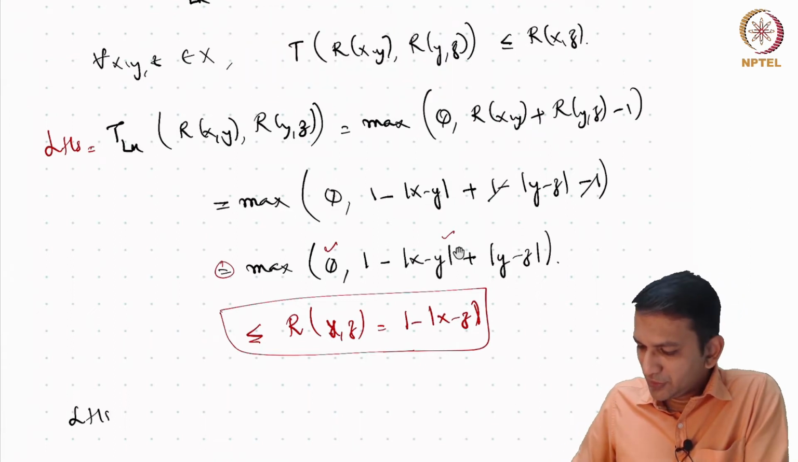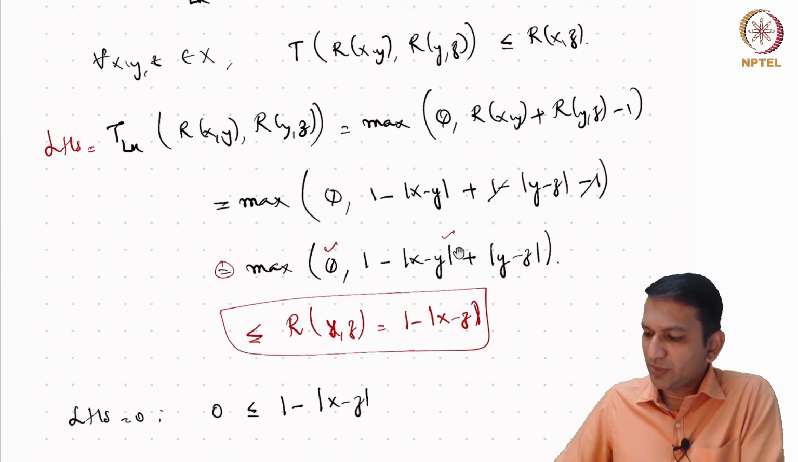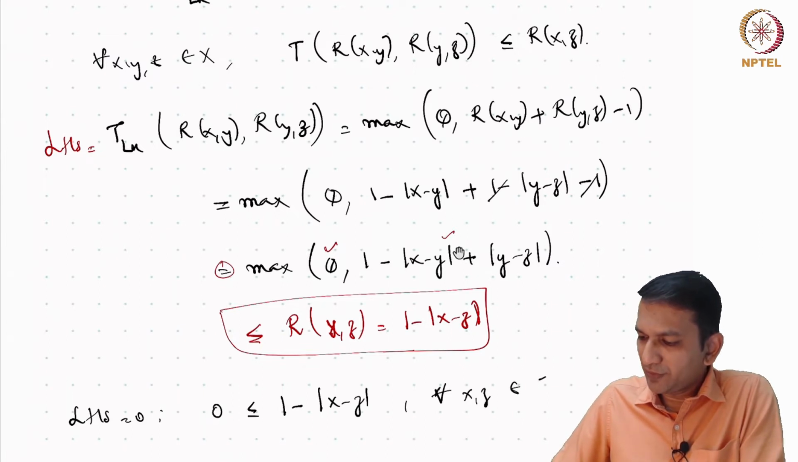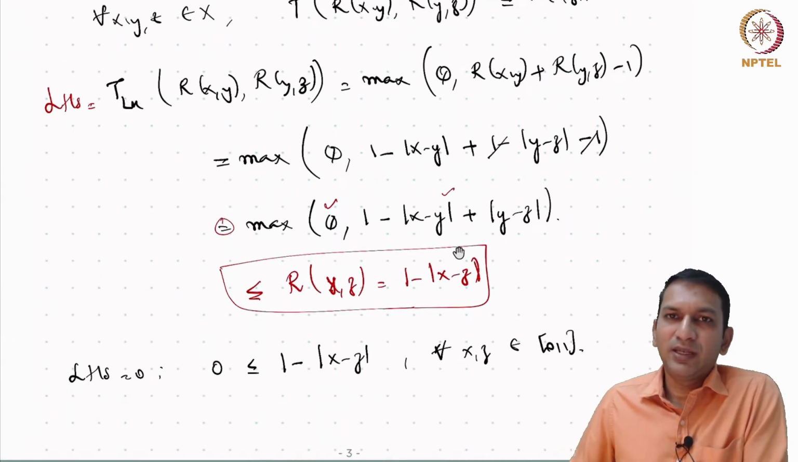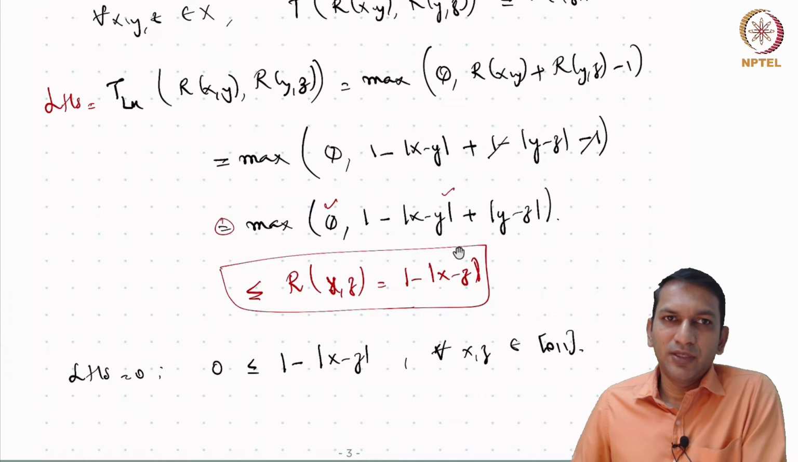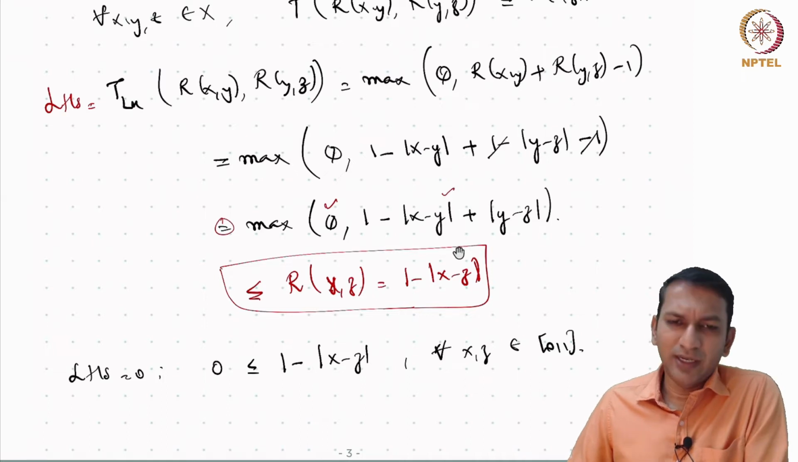If LHS is 0, then we know that 0 is always less than or equal to 1 minus mod x minus z for any x, z coming from [0,1]. Why is this so? Note that R of x,y, R is a function from [0,1] square to [0,1], so it is always greater than or equal to 0. So when the LHS is 0, then it is not a problem.